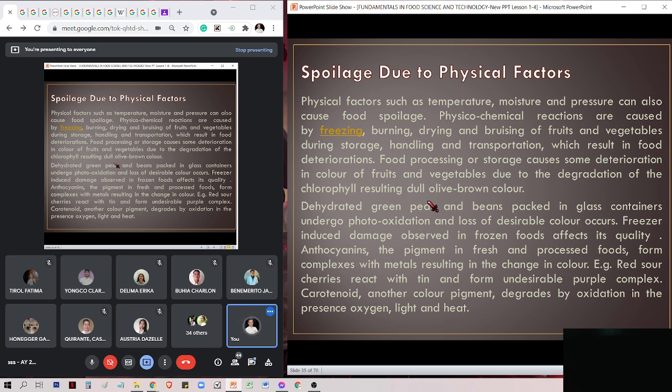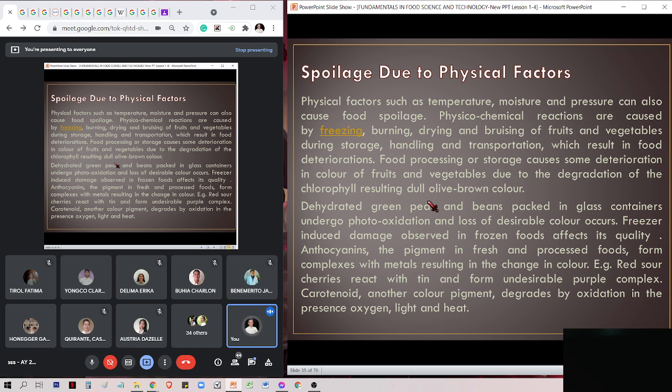So in food preparation, it is really needed to understand what are the safety concerns and the hazards that we need to consider. Always remember that there are three hazards. We have chemical hazards, we have biological hazards, and we have physical hazards. So in food processing and food preservation, we need to consider the three. And in food preservation, we need also to consider different factors.